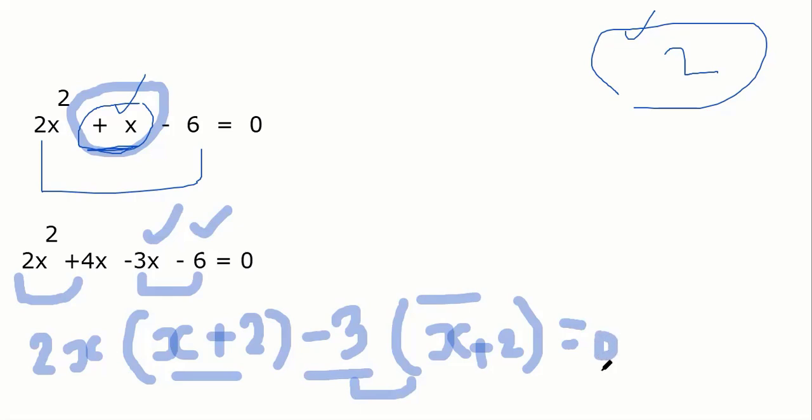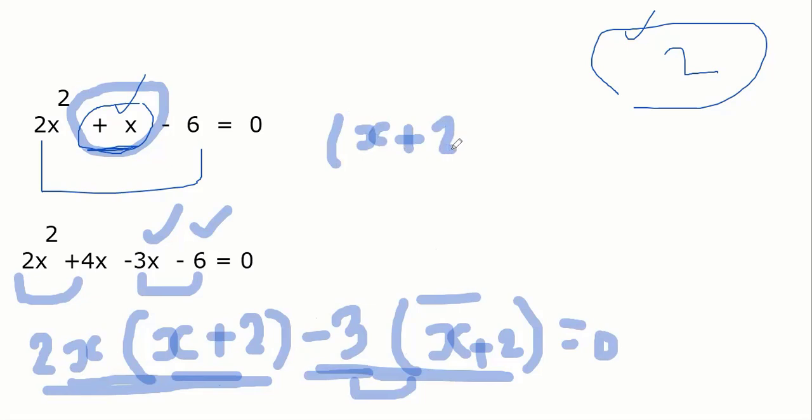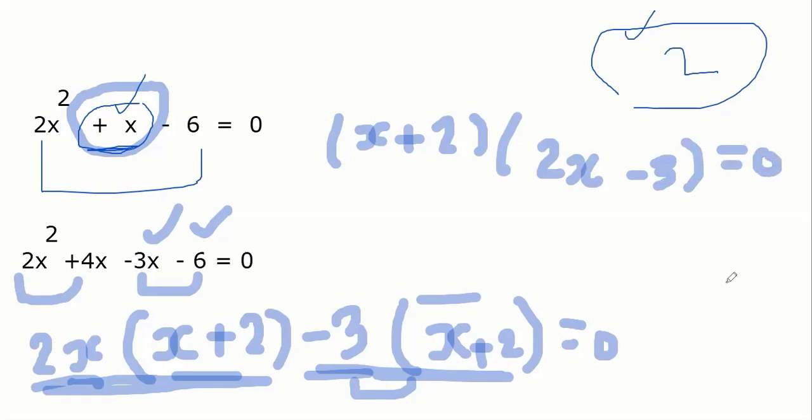So I have done the main step. Now, between this term and this term, who is common? X plus 2 is common, right? You take x plus 2 out. So what is remaining here? 2x only. 2x minus 3. Correct. And what is remaining here? Minus 3. So your factors for this quadratic are x plus 2 and 2x minus 3.